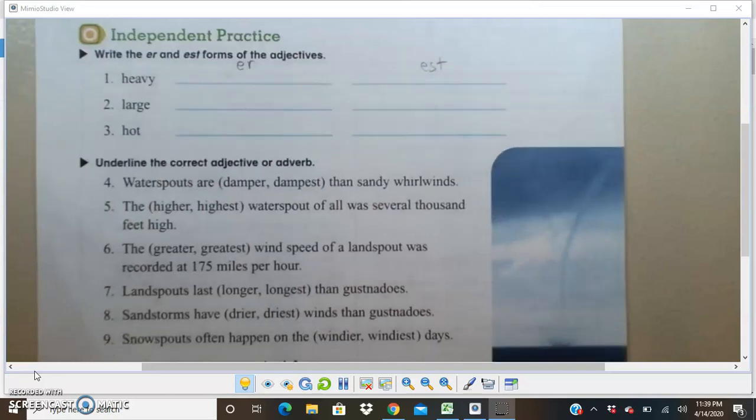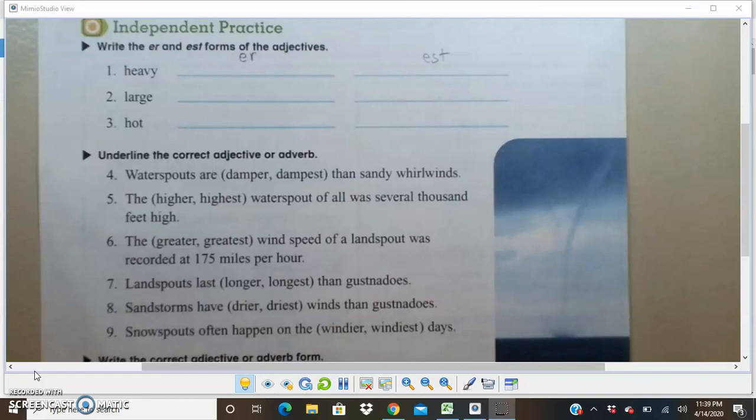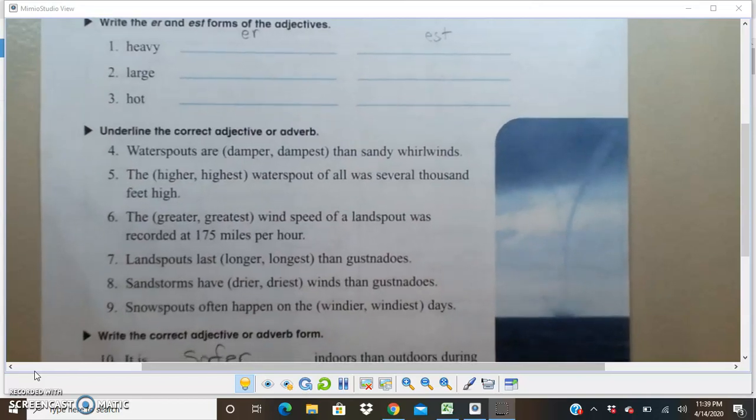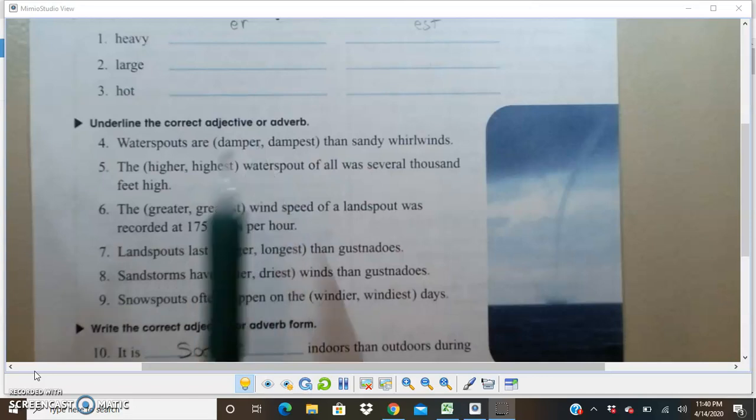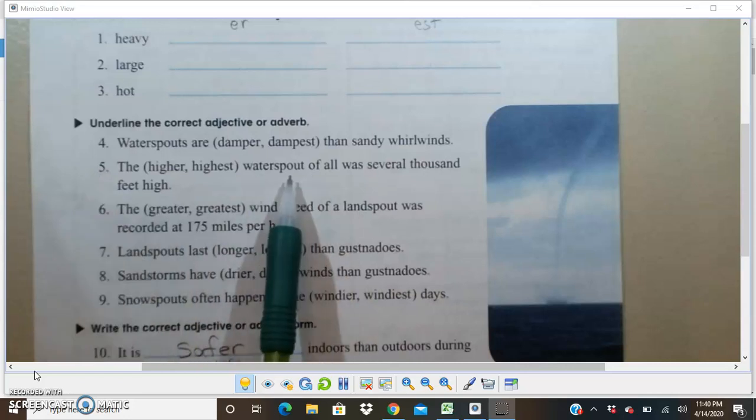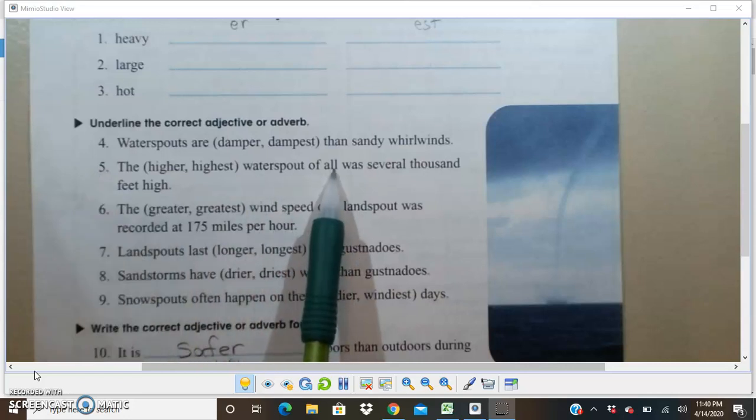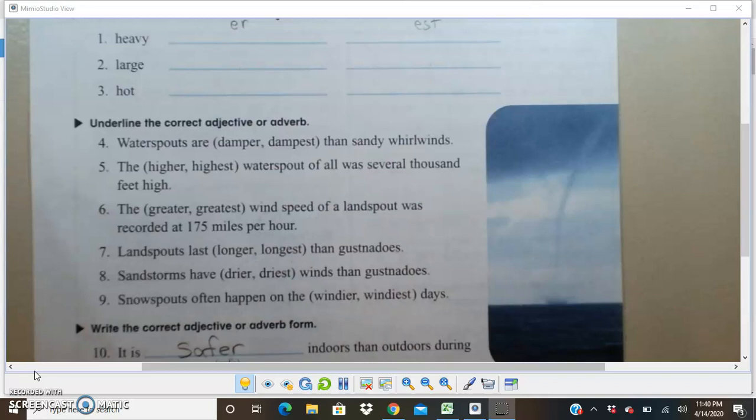The next section, number 4 through 9, says underline the correct adjective or adverb. Make sure, are you comparing two things? If you're comparing two things, it's going to end with an ER. If you're comparing more than two things, then it's going to be EST. And some clues right here. Let's look at number 5. If it says of all, well, of all, that's a big clue that it's going to be more than two things.